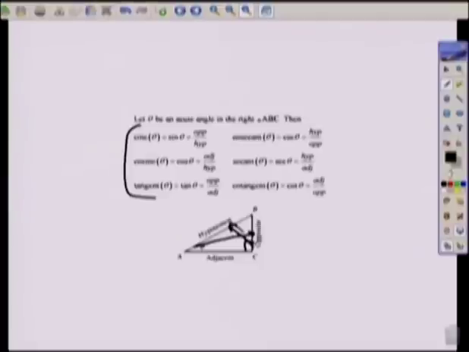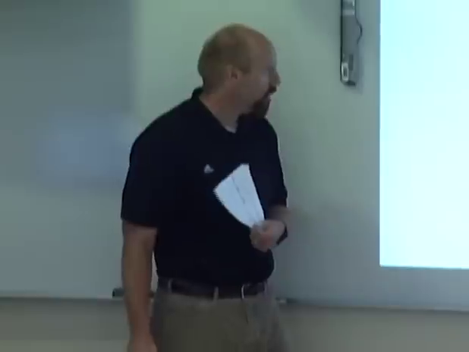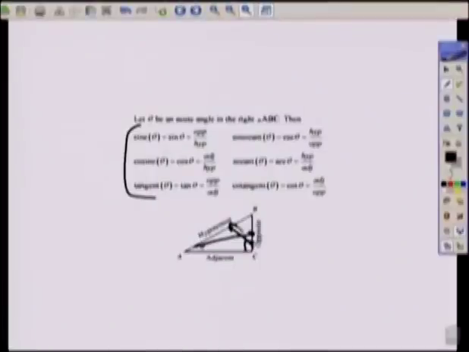Now again, most of you in the room would have taken geometry and algebra 2 trig where you've seen this before. Most of my students will think of this as SOHCAHTOA. Little acronym to help you remember which ones are which. Sine is the opposite over the hypotenuse, cosine is the adjacent over the hypotenuse, and tangent is the opposite over the adjacent.